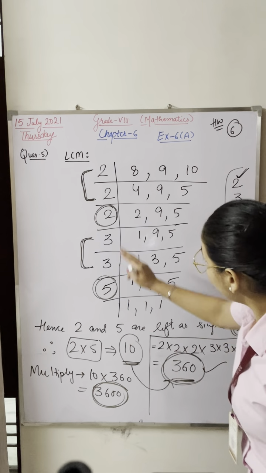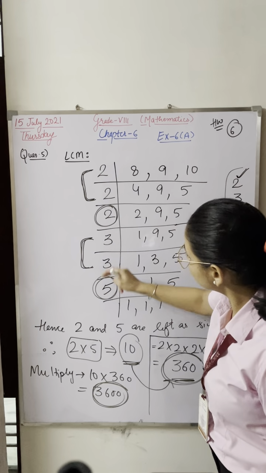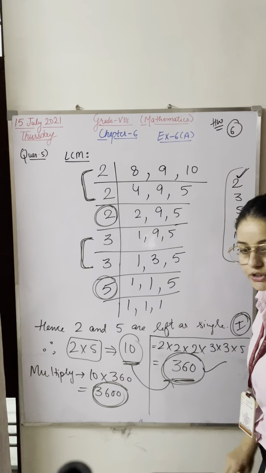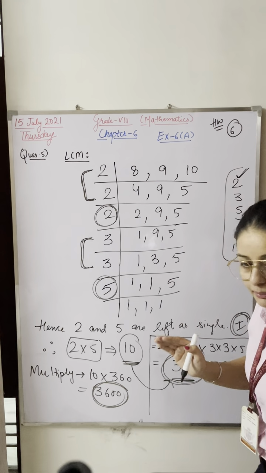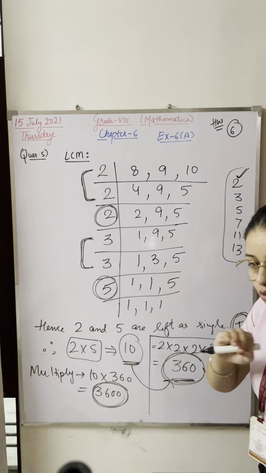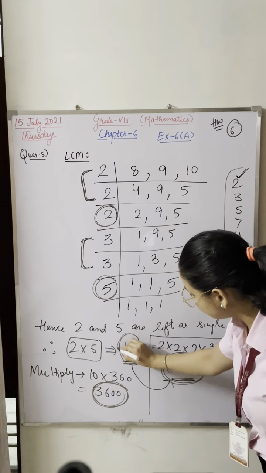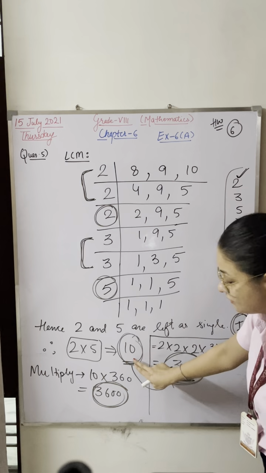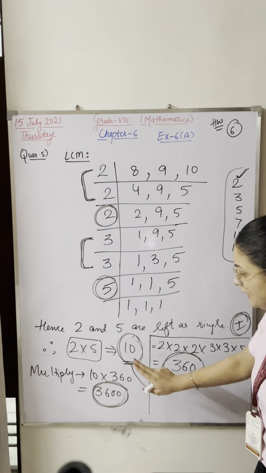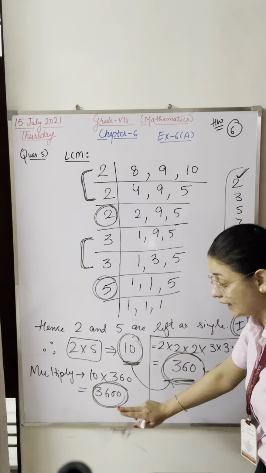Now make the pairing. Start making pairs. This is the first pair, second pair. These 2 numbers are left as single. Now pick these 2 numbers and multiply them. Whatever numbers are left as single, suppose 1 number, 2 number, 3, 4, 5, you have to multiply those numbers which are left as single. Now my answer is 10. After multiplying 2 and 5, the answer will be 10. Now you have to multiply this 10 and this 360. The answer will be 3600. Try to understand the question.